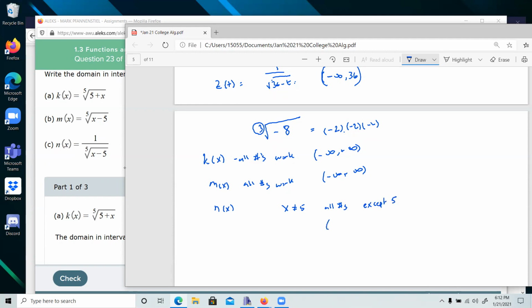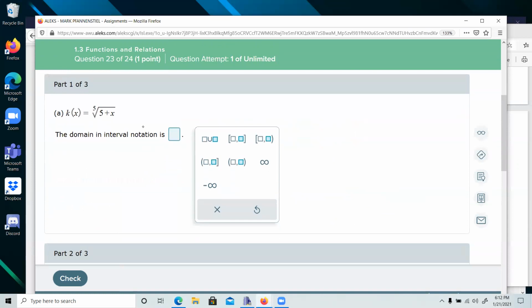And the way we write that in interval notation is negative infinity up to 5, skipping over 5, up to positive infinity. All right. So this one is a little bit tricky, but anytime you see an odd number here, then there isn't a domain problem, unless it's in a fraction, because then fractions bring their own problems, don't they? So interval and domain.